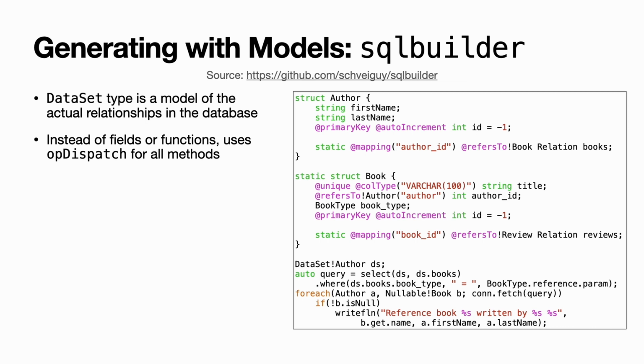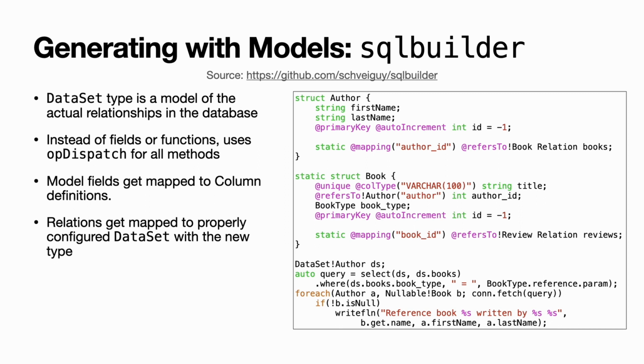Now, instead of fields or functions, like I said, we're using opt dispatch for all methods. So there's just an opt dispatch. That's it. The model gets mapped to column definitions, as I said, and relations get mapped to a new data set that understands how to join that data set to the original one. Nullable columns are automatically determined based on the join. So if you have a left join, your join might be null. Like you could possibly have an author that doesn't have any books, or a book that doesn't have any reviews, right? So that's a possibility here.